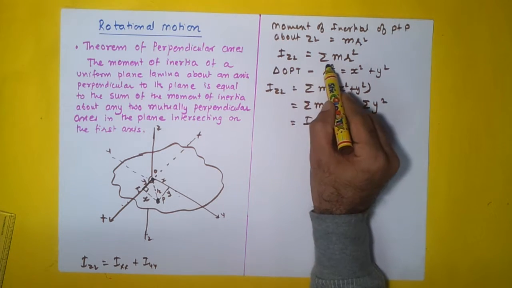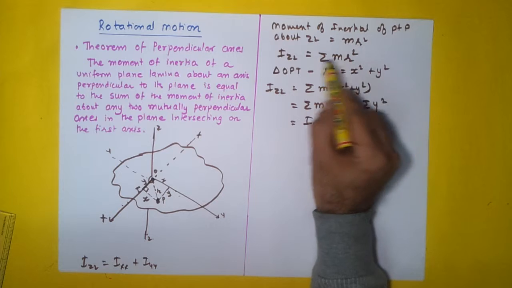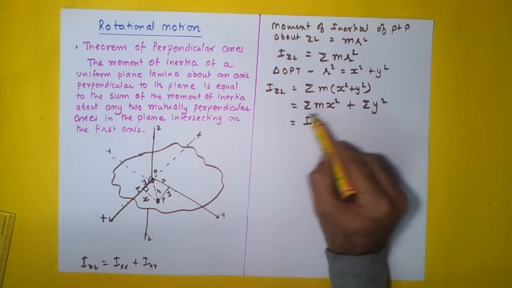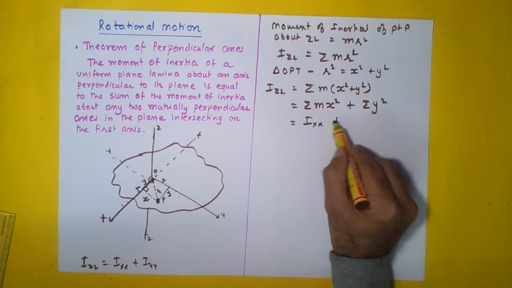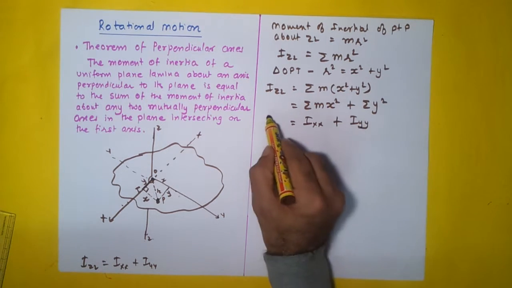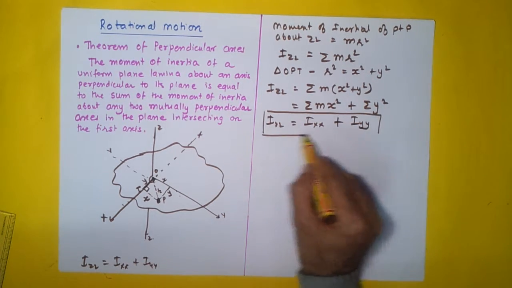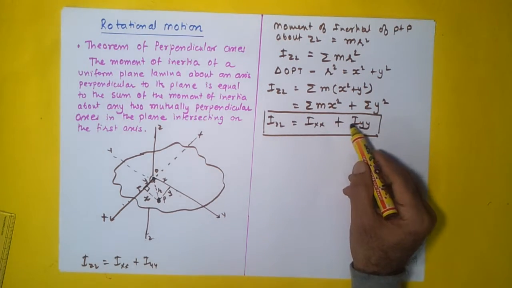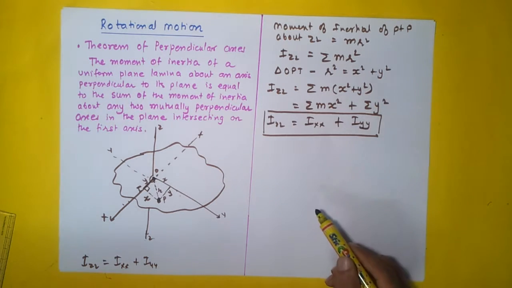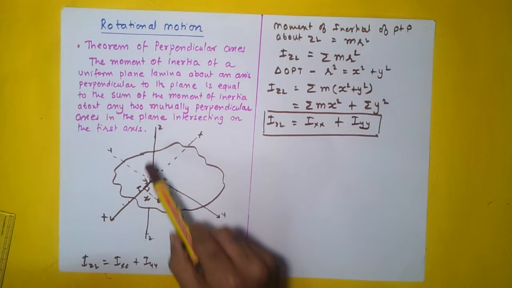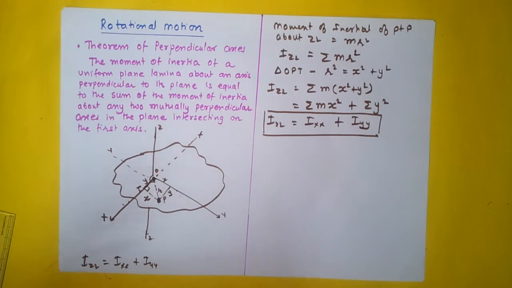The way IZZ is sigma m r square, where r is the distance from the z-axis, similarly, since x is the distance from the x-axis, sigma m x square will give me IXX. And this will be IZZ. And this equation is the mathematical representation of the theorem of perpendicular axes. Before I wind up, one more reminder once again that the two axes need to be in the plane of the lamina and they should be intersecting the first axis, the perpendicular axis Z.